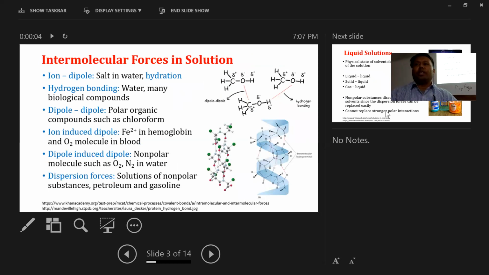Intermolecular forces in solutions. That means we can have different types of attraction force between the molecules, depending on what types of molecules we have. So ion dipole, that means salt in water.